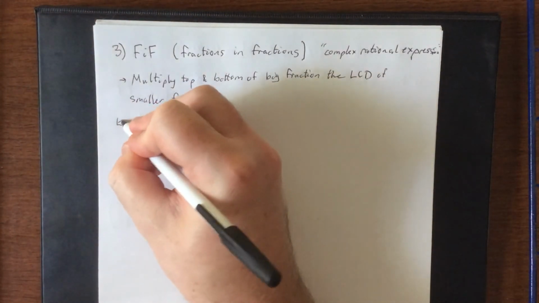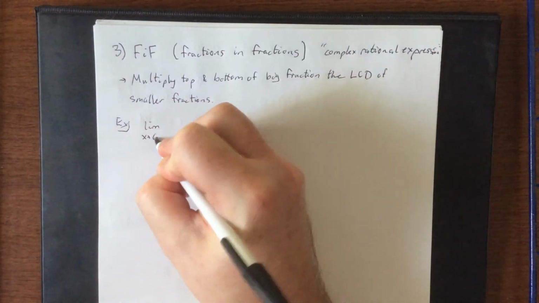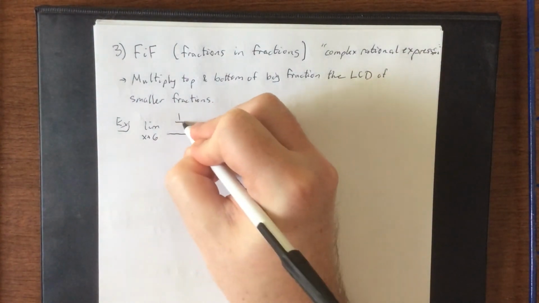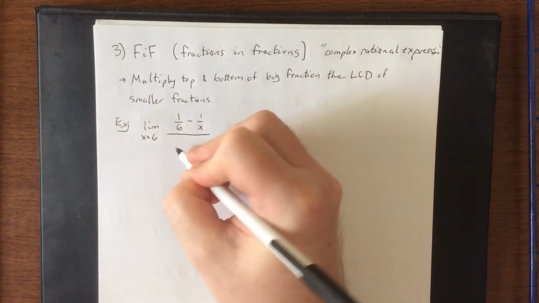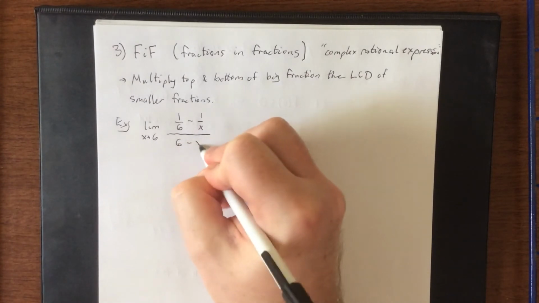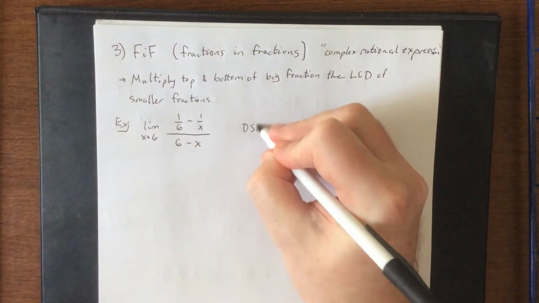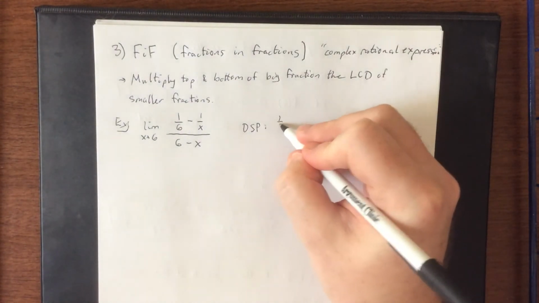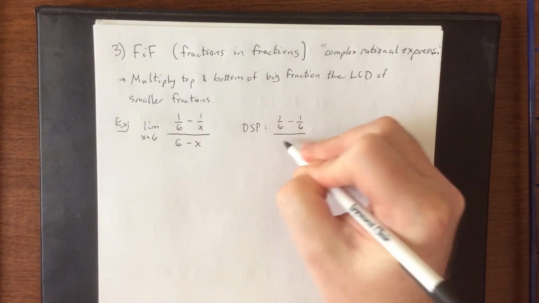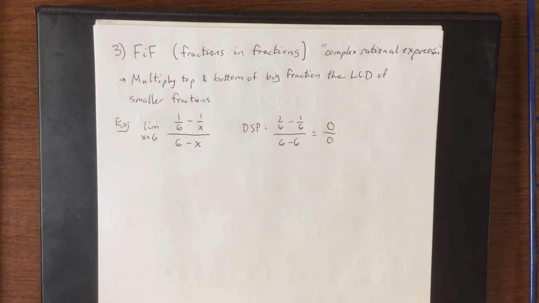As an example of something along these lines, we could consider the limit as x approaches 6 of 1 over 6 minus 1 over x, over 6 minus x. So if we were to attempt to use the direct substitution property, we would wind up with 1 over 6 minus 1 over 6 over 6 minus 6. So your numerator would be 0 and your denominator would be 0.